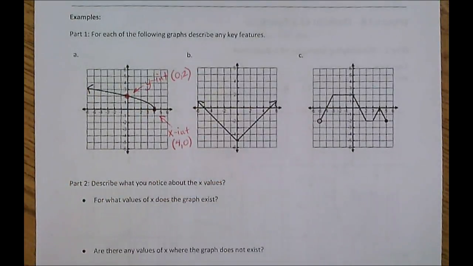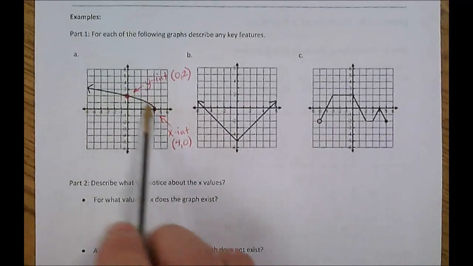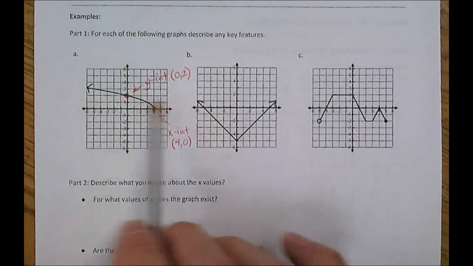There's no symmetry. There's no left and right side of the y-axis or up and down nature. So I'm not describing symmetry either. But to reiterate, the y-intercept, the x-intercept, the function is decreasing. The function is always positive.